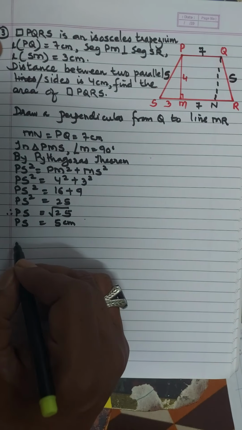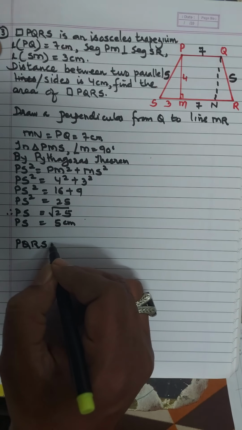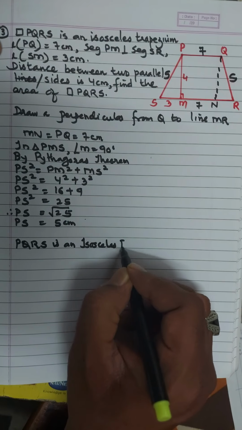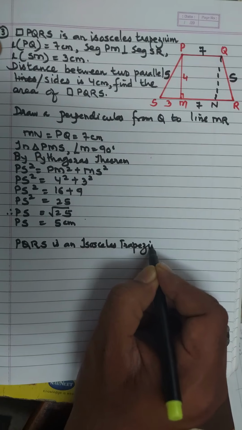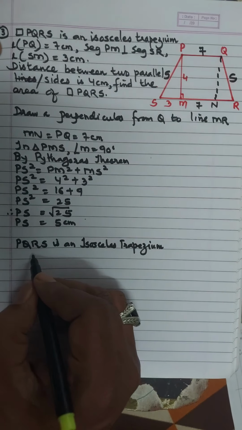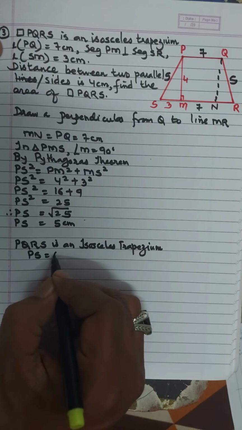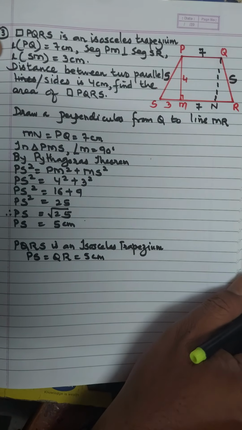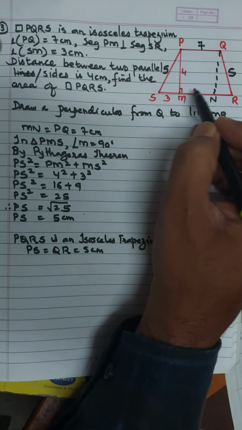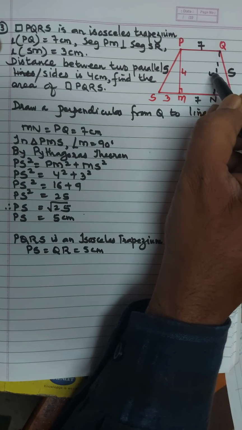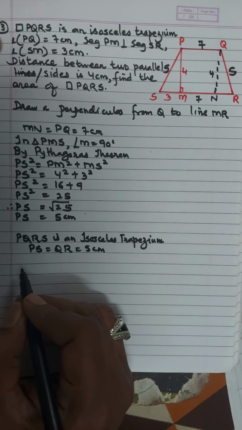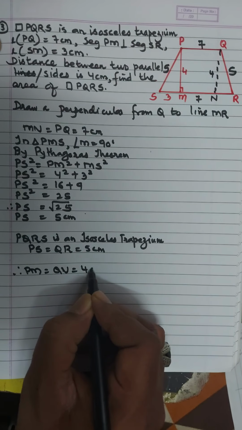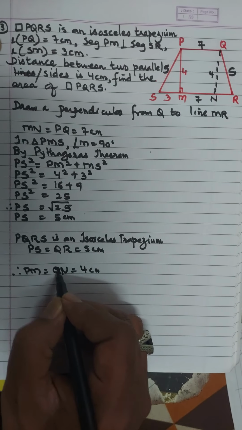So PQRS, we need to write here, PQRS is an isosceles trapezium. In isosceles, 2 sides and 2 angles are equal here. So we need to write here PS is equal to QR is equal to 5 centimeters. I have written here also. Now PM, see here, PM is 4. So QN is also 4 now. So therefore PM is equal to QN is equal to 4 centimeter. This is N and this is Q.